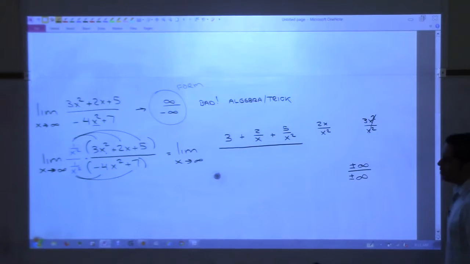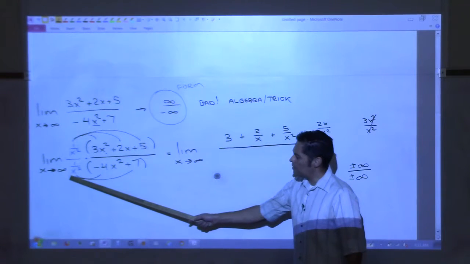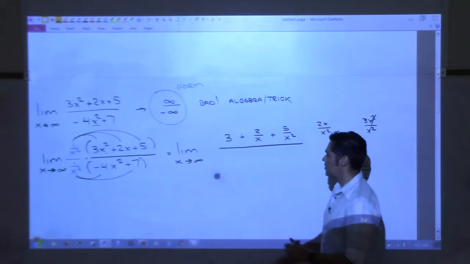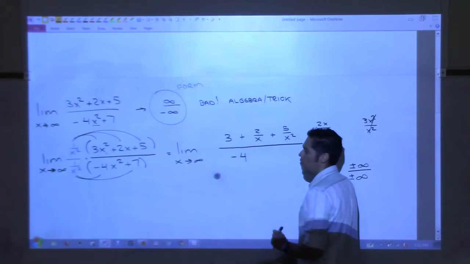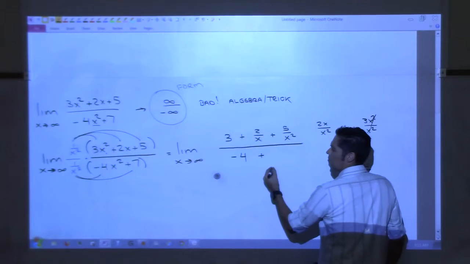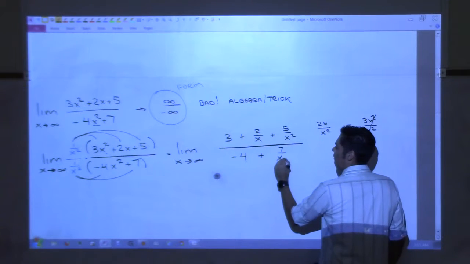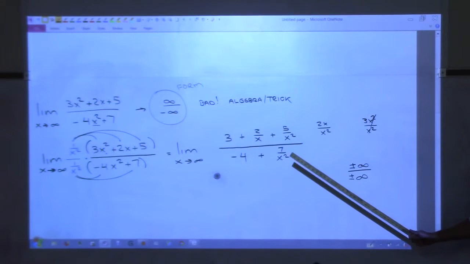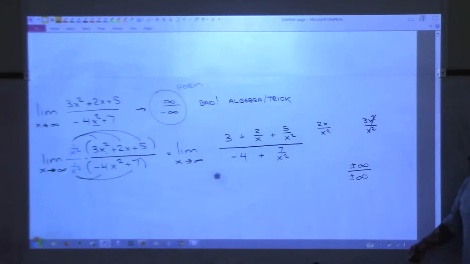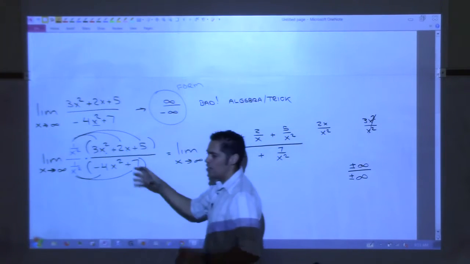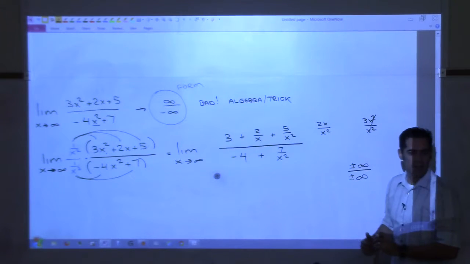Now let's do the same thing on the bottom. When I multiply 1 over x squared times negative 4x squared, what am I left with? Just negative 4, right? The x squareds cancel. And then when I multiply 7 by 1 over x squared, I get plus 7 over x squared, right? So this should be the same exact expression as what we had before, because I multiplied by 1. Anything over itself is 1. So multiplying by 1 changes the look, but it's still the same thing.